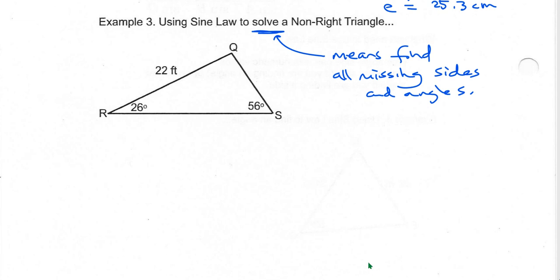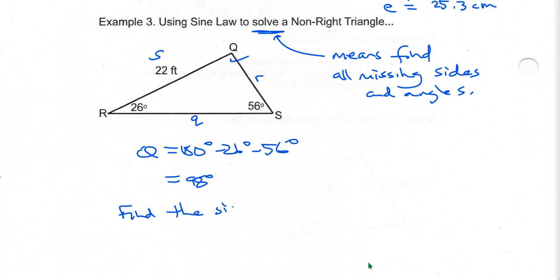Okay, so we can find angle Q, we can get this one. So Q is 180 minus 26 minus 56, which is 180 minus 26 minus 56, and that's 98 degrees. And then we can, let's label the triangle. This is a little s, this is a little r, and this is a little q. So find the sides using the sine law. Okay, so you just set up the proportions, that fraction equals fraction statement according to the sine law. And then you'll be able to solve for the other sides.